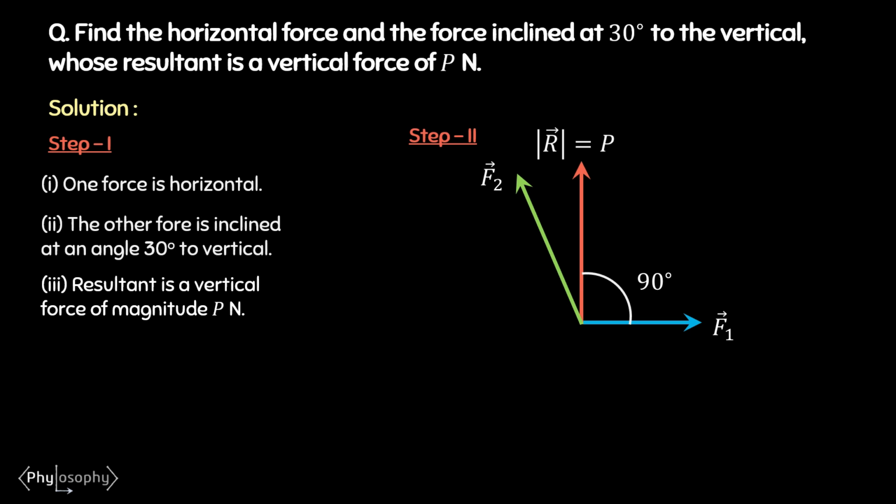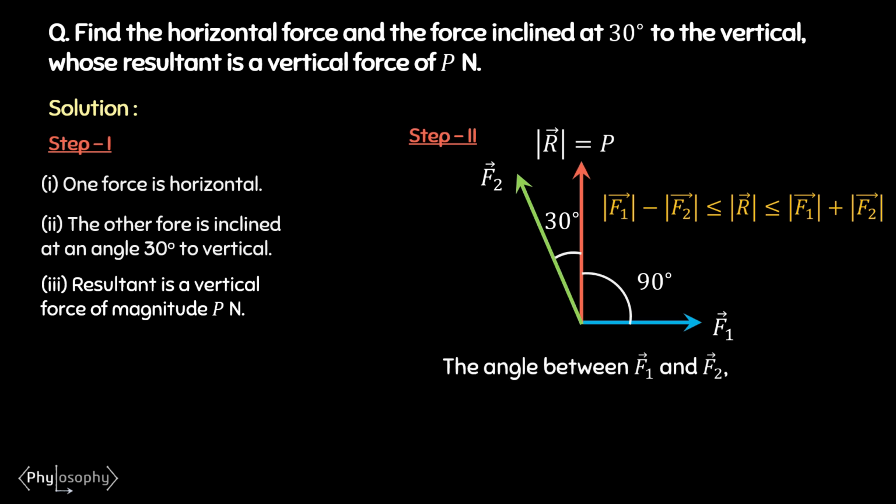Now remember what we learned in the triangle law of vector addition, that the magnitude of the resultant vector R lies within the difference and sum of the magnitudes of the two vectors F1 and F2. Therefore the vector R should lie within the two vectors F1 and F2, and the vector F2 must align in this direction. So this angle is the 30 degrees. So from this figure, as we can see, the angle between the vectors F1 and F2 is 120 degrees, that is 90 plus 30 degrees.